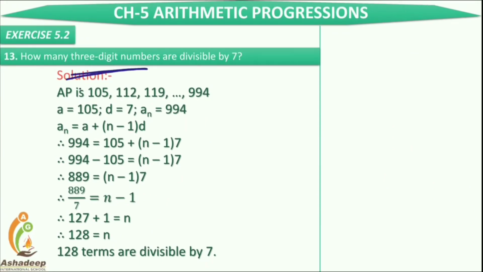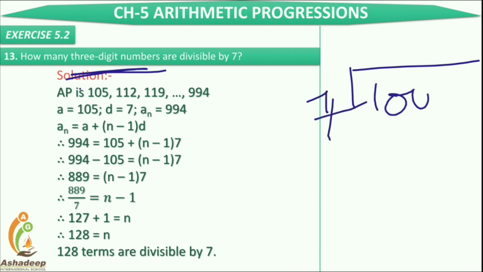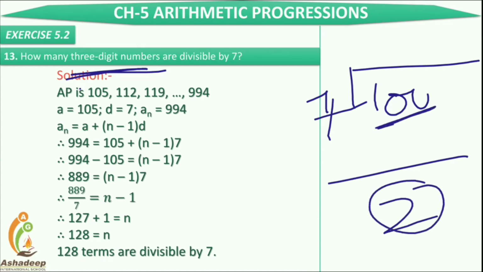How many 3 digit numbers are divisible by 7? Now 3 digit number, what does it mean? Now it starts with 100, so divide it with 7, right. You will end up with the remainder as 2. If 2 is the remainder, we have to subtract it from 100.